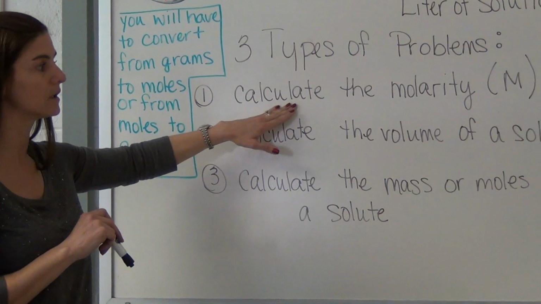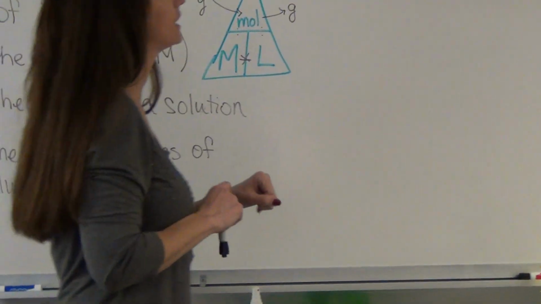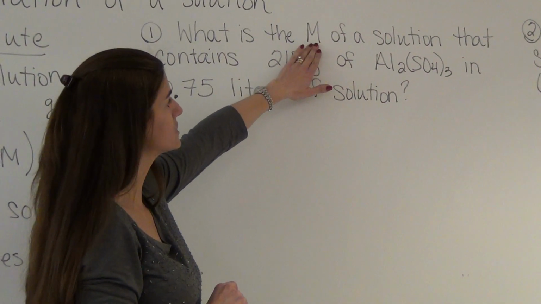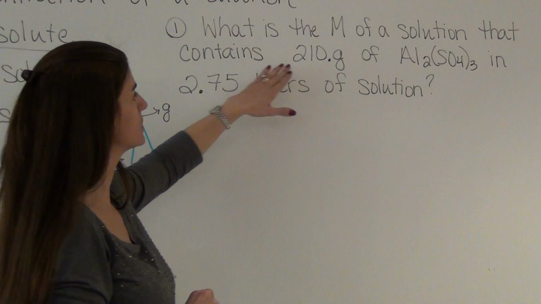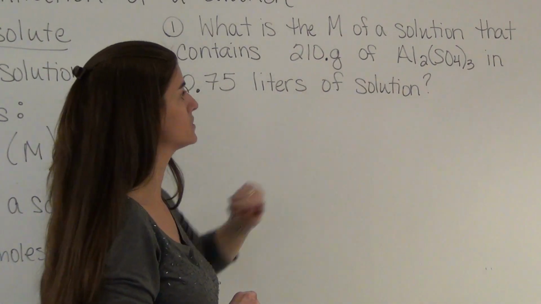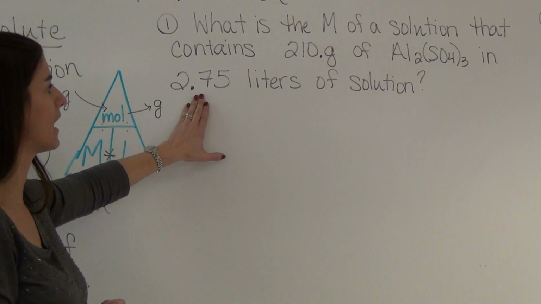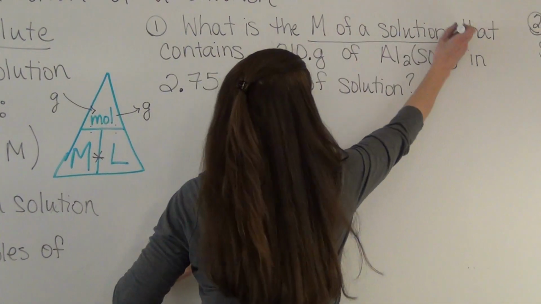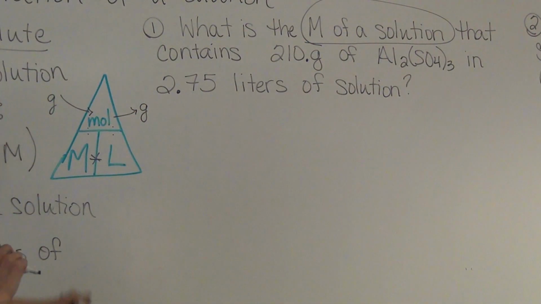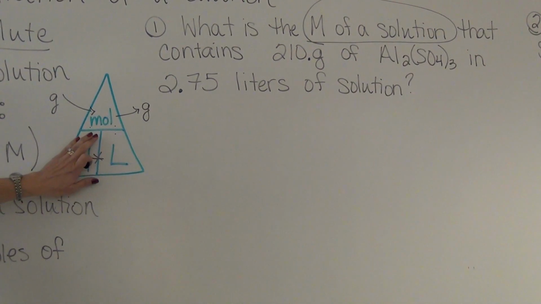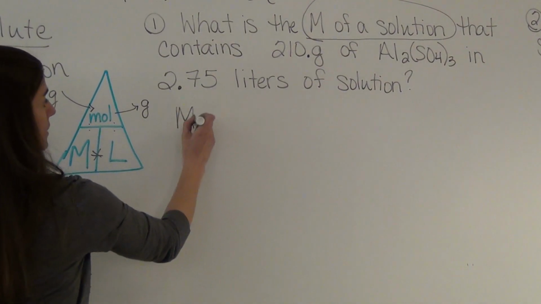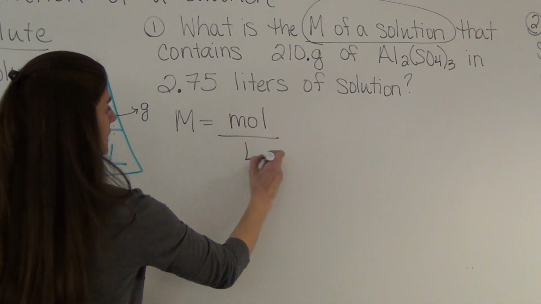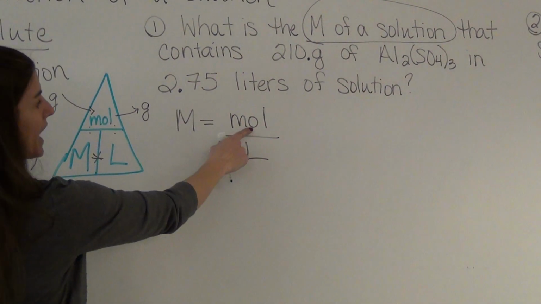The first one, calculating molarity. So here's our problem. What is the molarity, because it's a capital M, of a solution that contains 210 grams of aluminum sulfate in 2.75 liters of solution? So we're looking for the molarity of the solution. So if I use our triangle, I cover up molarity, and it's molarity, that's what we're looking for, equals the moles over liters. Well, in this case, we don't have moles.